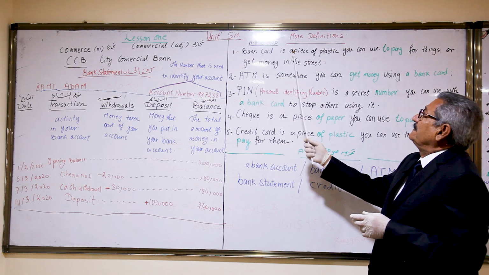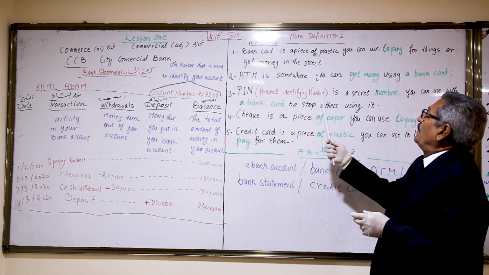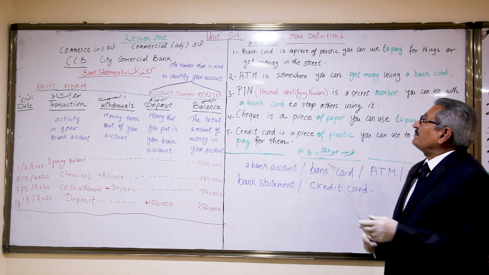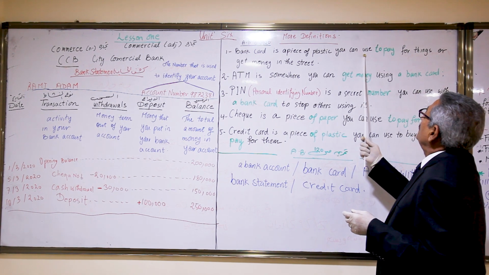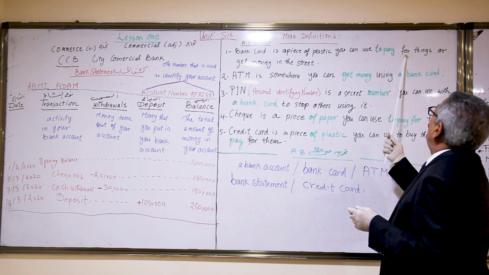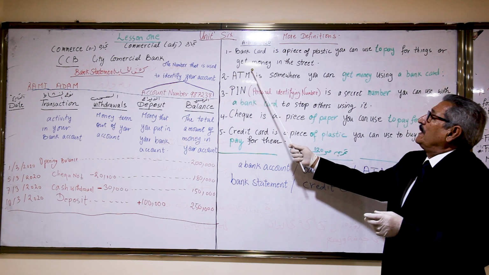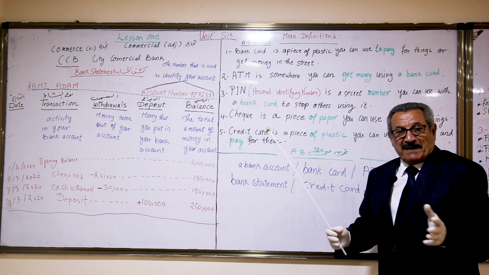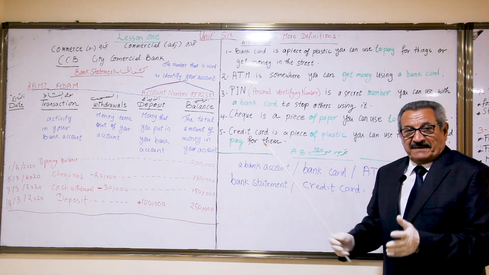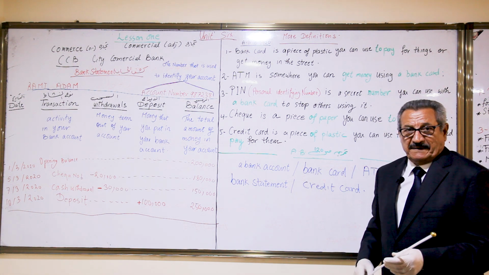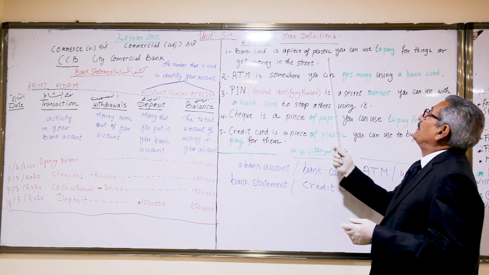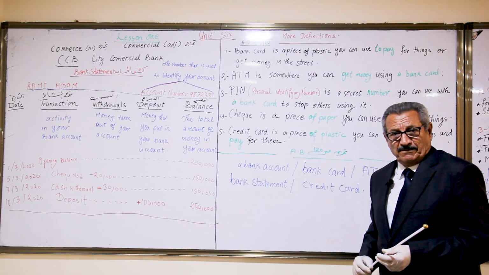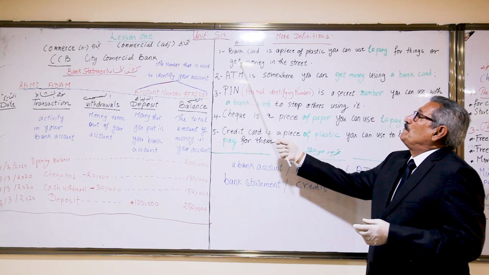Bank card is a piece of plastic, قطعة من البلاستيك, you can use to pay for things or get money in the street. البطاقة المصرفية، إذا شايفين الكي كارد أو أي بطاقة تروح تسحب بها نقود بالخارج، فهي عبارة عن قطعة من البلاستيك نستخدمها to pay for things. ممكن أن تشتري بها أشياء تدفع، وممكن get money in the street.